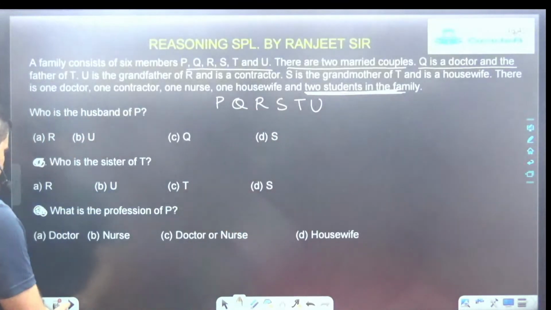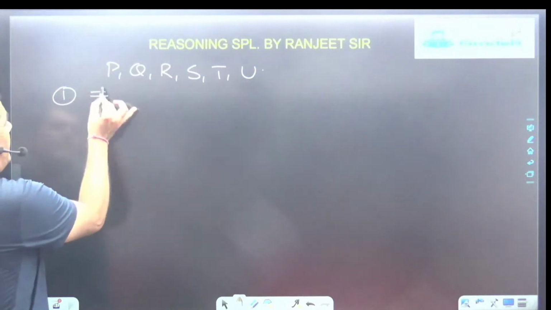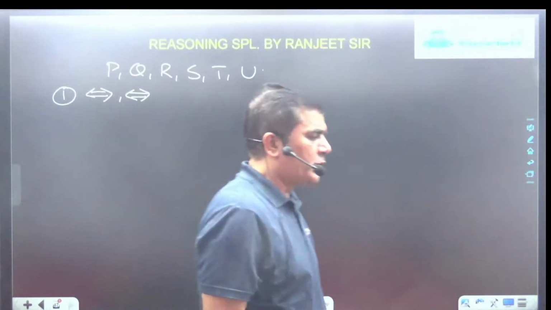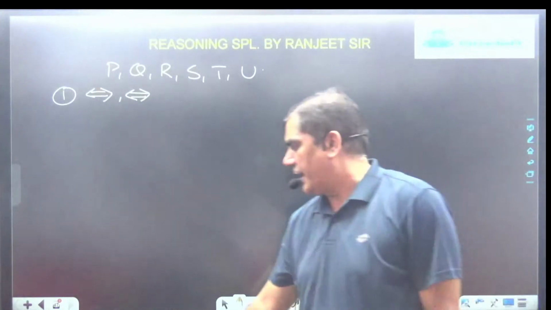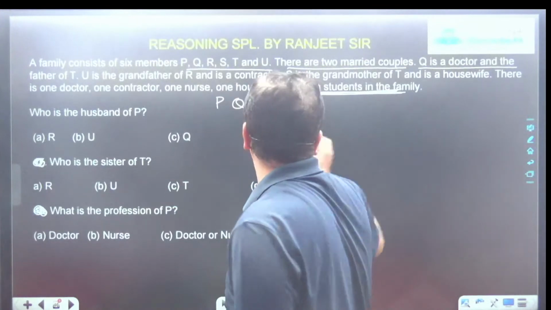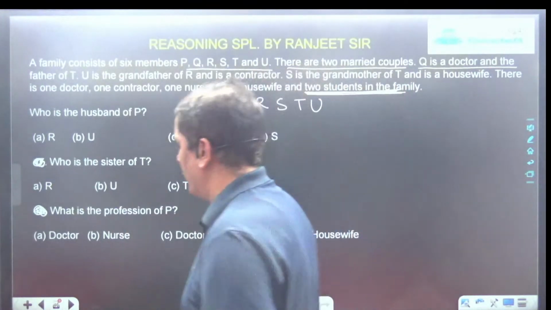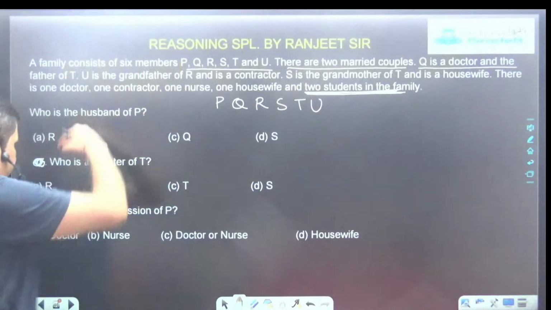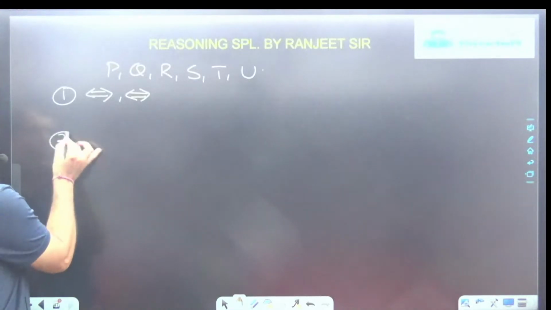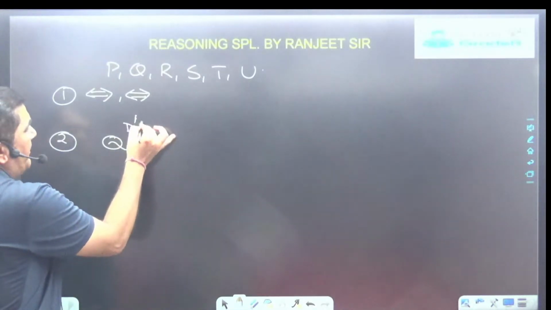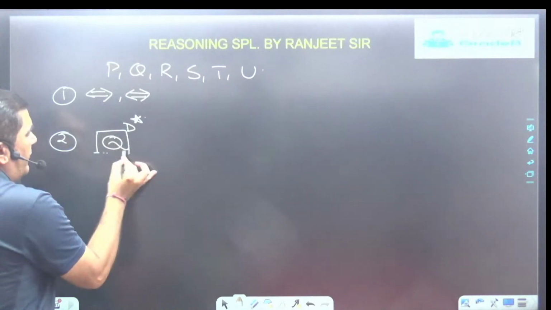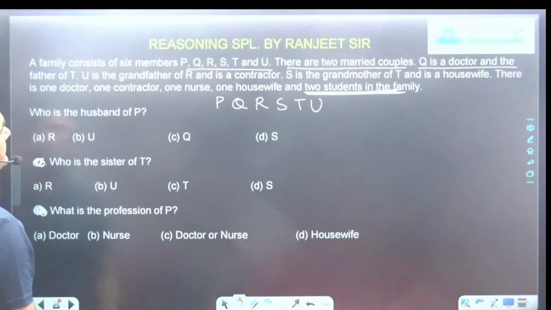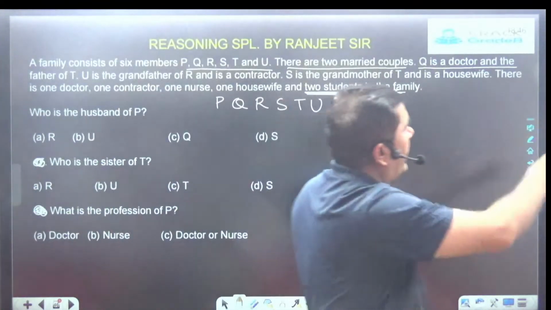There are 2 married couples. So the first clue they have given is that there must be 2 married couples, which means 2 marriage signs are going to come like this. Next one. Q is a doctor and the father of T. So Q is a doctor and, parallelly, Q is the father of T. Q, the doctor, is the father of T.